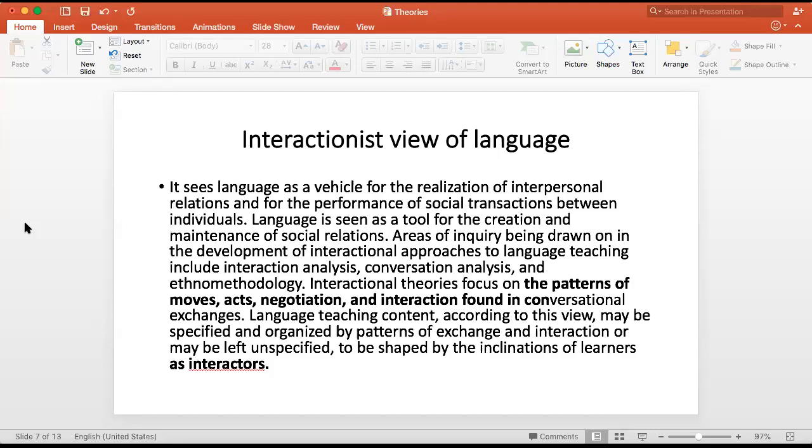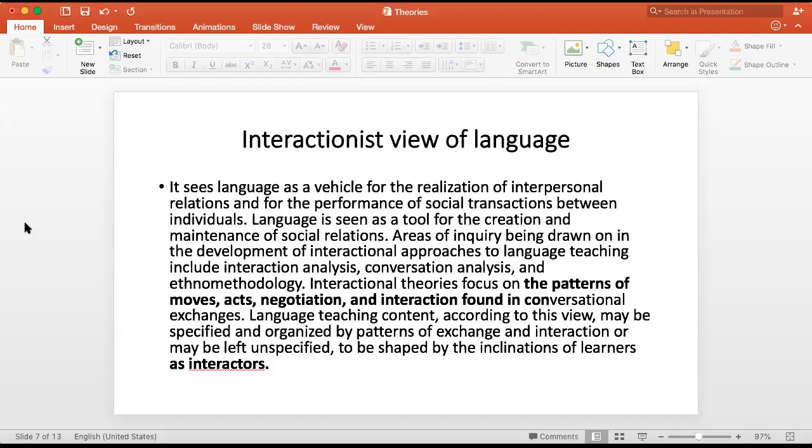I already told you this approach in combination with the functional approach is used by language centers, okay, because they see language as a vehicle for interpersonal relationships. You need to talk. Language is only for talking. Language is only for expression. Language is only about getting things done through communication, okay, for your social transactions, for buying and selling of things, for your daily life routine.